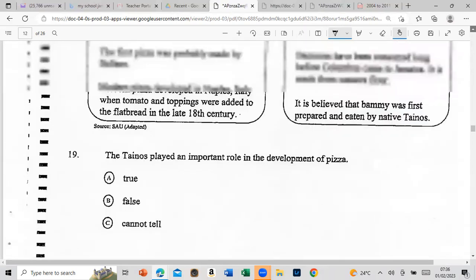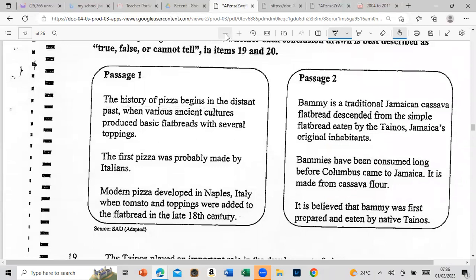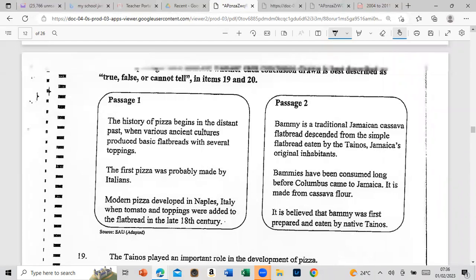Let's move on to the passage. Pizza, passage one. The history of pizza begins in the distant past when various ancient cultures produced basic flatbreads with several toppings. The first pizza was probably made by Italians. Modern pizza developed in Naples, Italy, when tomatoes and toppings were added to the flatbread in the late 18th century. And passage two says, Bammy is a traditional Jamaican cassava flatbread, descended from the simple flatbread eaten by the Tainos, Jamaica's original inhabitants. Bammies have been consumed long before Columbus came to Jamaica. It is made from cassava flour. It is believed that Bammy was first prepared and eaten by the native Tainos.